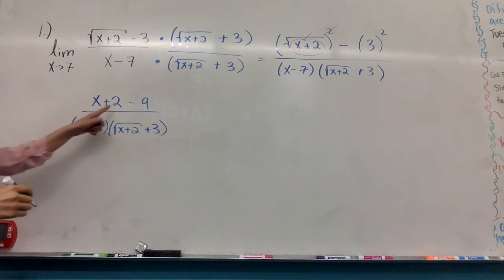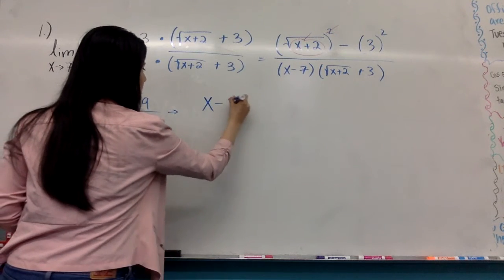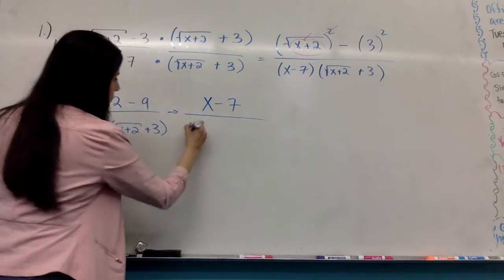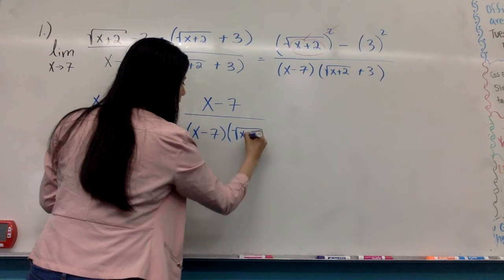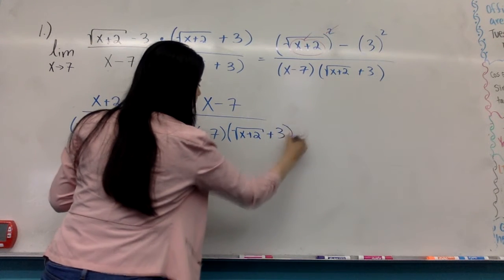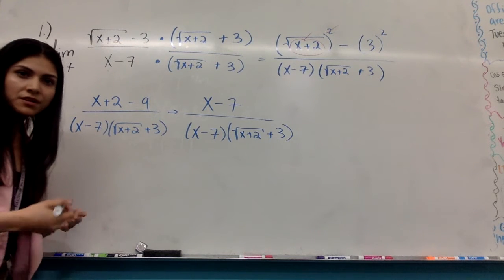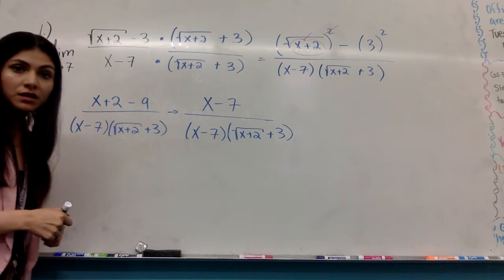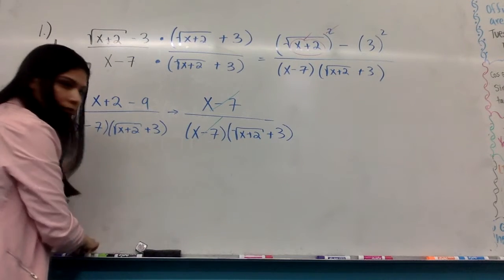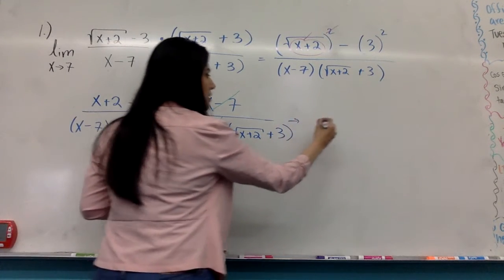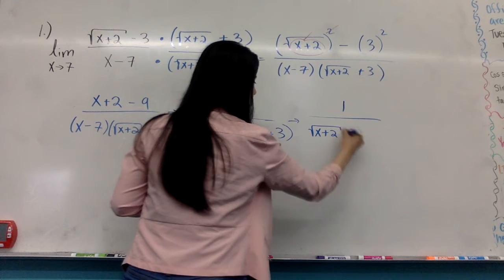All right, we have this. Now let's go ahead and simplify. So 2 minus 9 is minus 7, all over x minus 7 times the conjugate that we multiplied by. Good, so we have this long thing, but now I see that my problem, the fact that I couldn't plug in 7, is now going to be solved because these end up canceling out. Once you cancel those out, this becomes 1 all over x plus 2 plus 3.